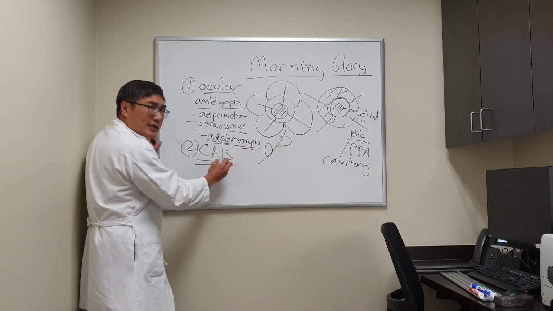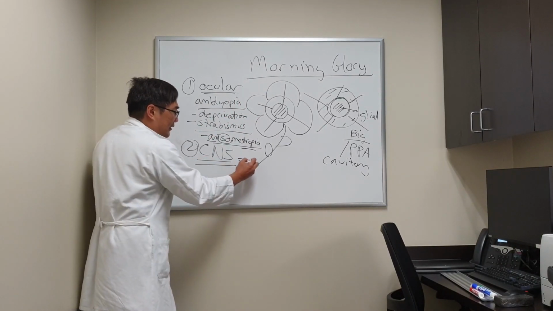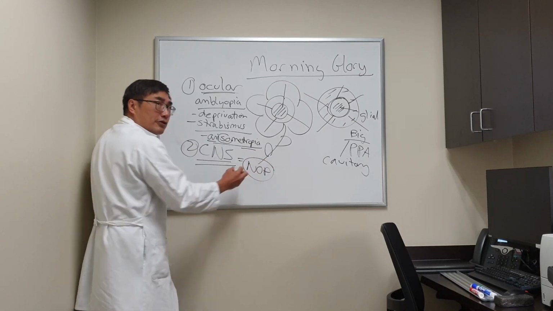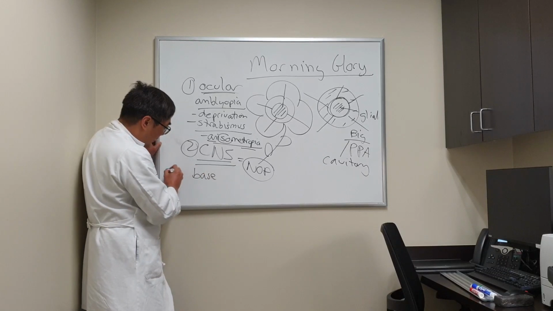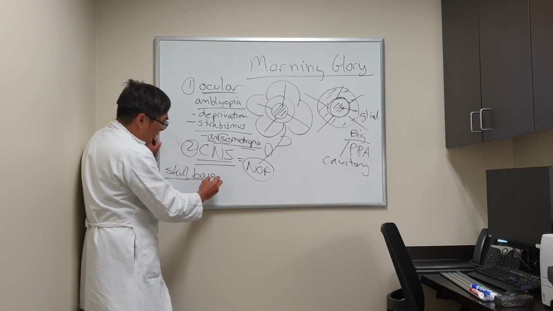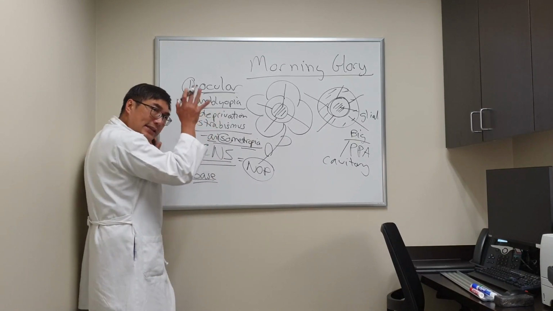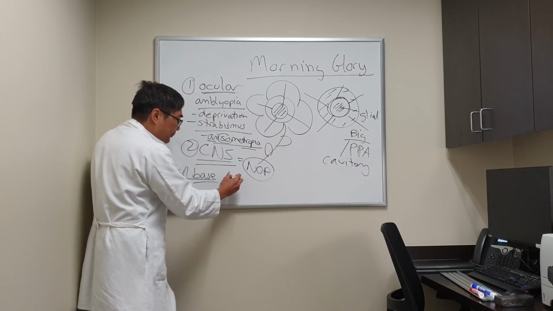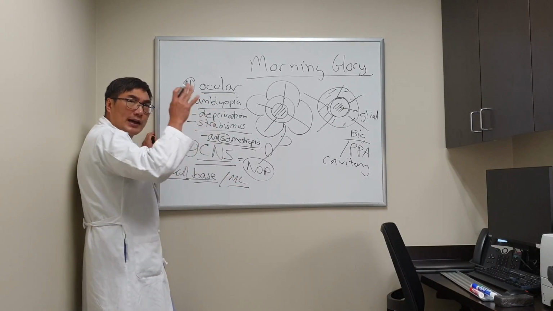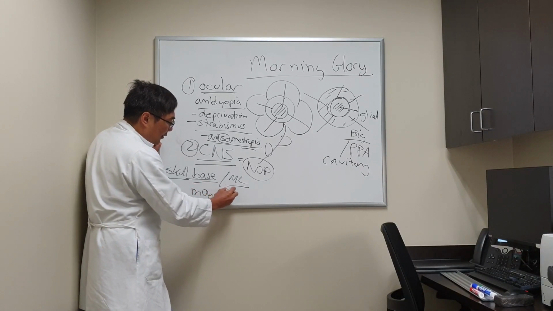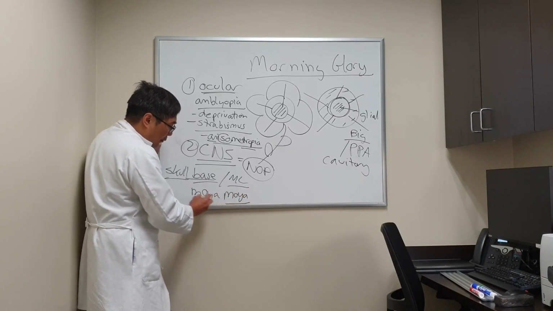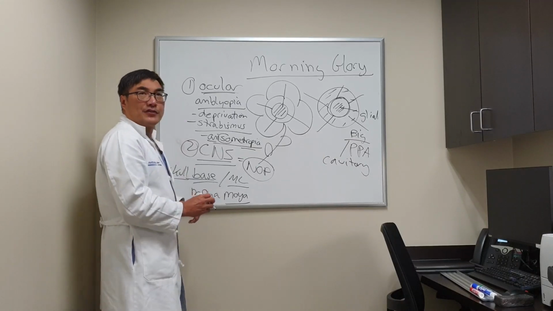The central nervous system associations, however, are of importance to neuro-op. And that means we're going to be looking at skull base abnormalities, as well as central midline abnormalities involving the hypothalamic pituitary axis and the presence of the moyamoya. So moyamoya in Japanese means puff of smoke.